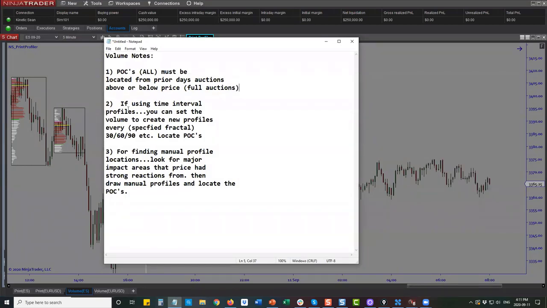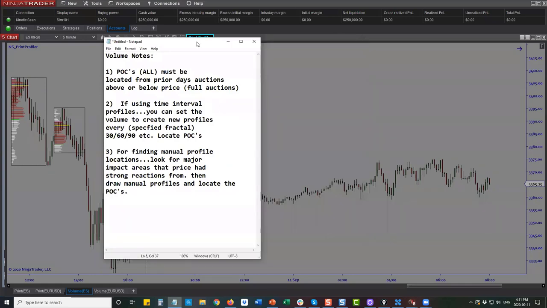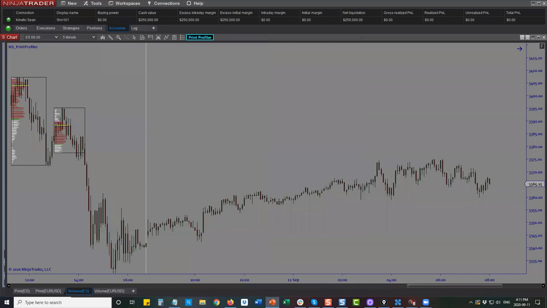If using interval profiles, you can set the volume for finding manual profile locations, perfect. I'm giving you guys a strategy cheat sheet today.